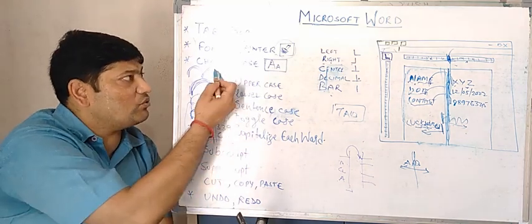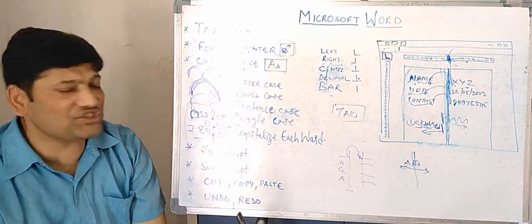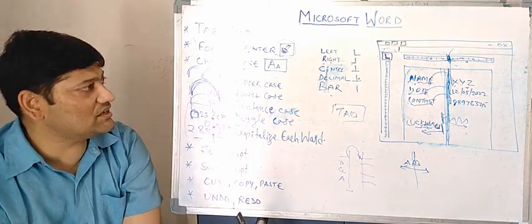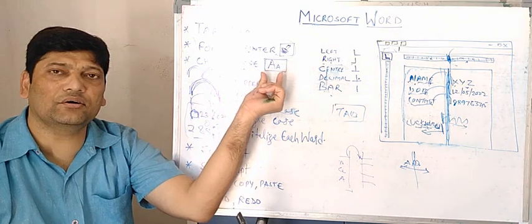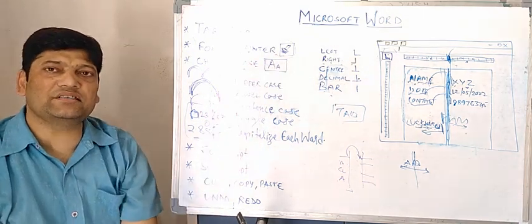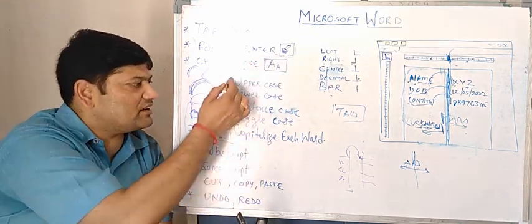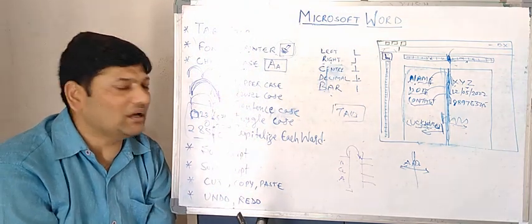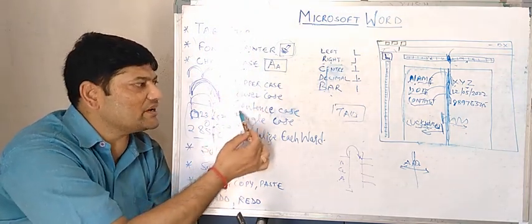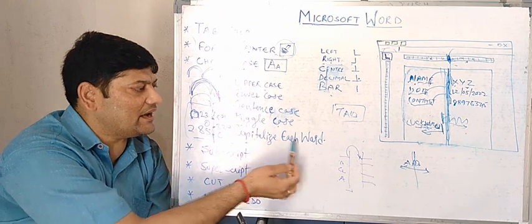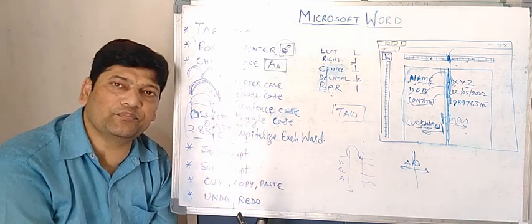Now let's see what is the other thing over here, that is change case. Now what is change case? An icon you will find on your Home tab. When you click on AA, you will find that there are 5 different options, and these options are uppercase, lowercase, sentence case, toggle case, and capitalize each word.